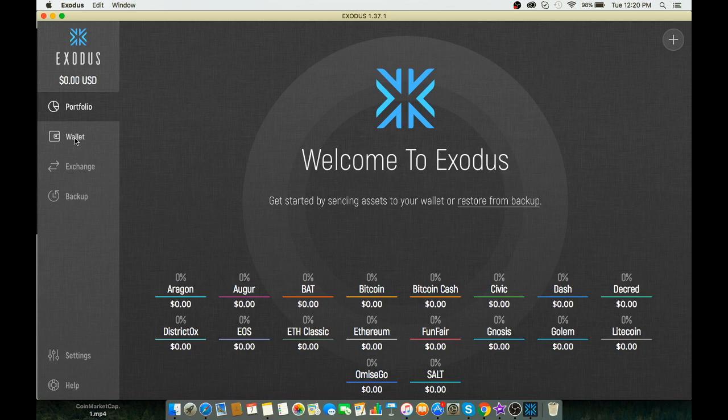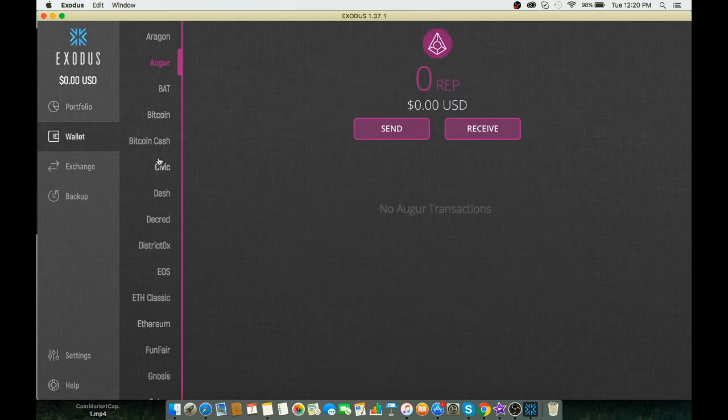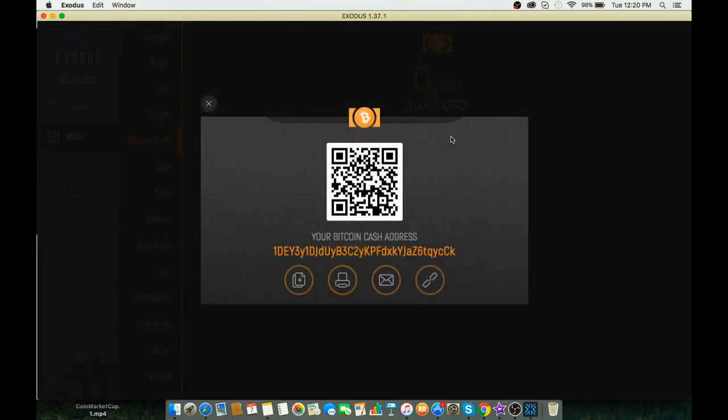So coming back to wallet sections here, let's say we're going to transfer some Bitcoin Cash into my Exodus wallet. You'd hit receive here, and it's going to give you the QR code for your Bitcoin Cash wallet, and it's also going to give you your address right here. So I can copy this and put it in Coinbase or another exchange to send my Bitcoin Cash here. So you can either copy it, you can print it if you want, or email it to yourself or someone else. And then you can also view it on the blockchain, which is really useful to have.